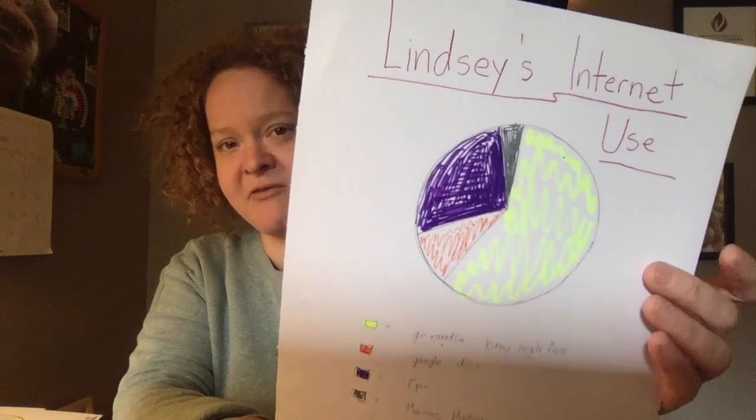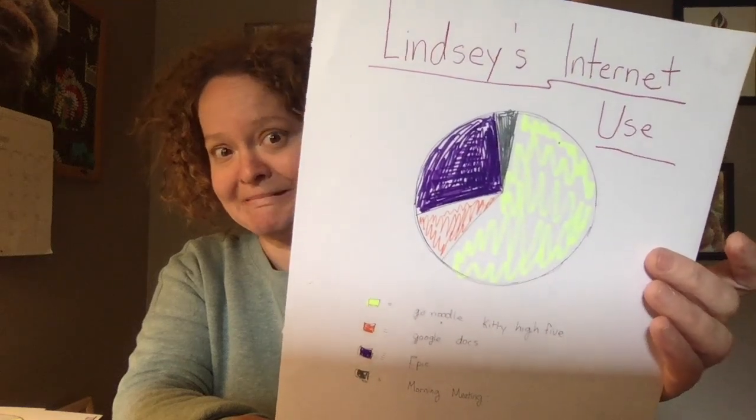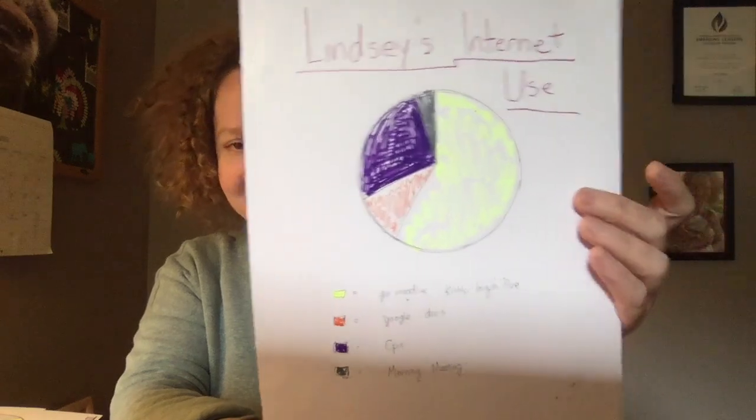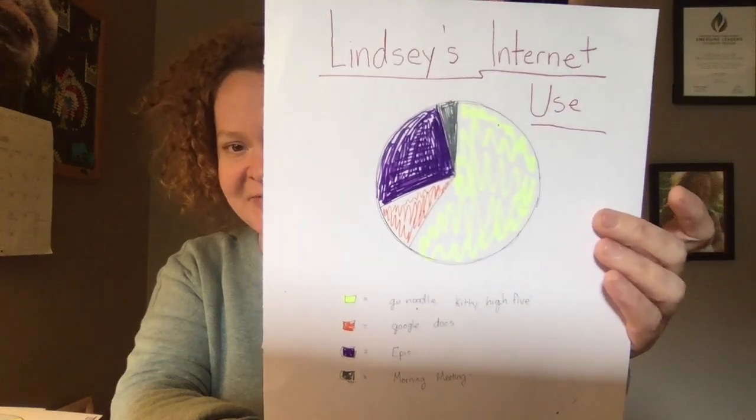So this graph might let me know Lindsay's looking at Kitty High Five too much. But also lets me know what sites you've been using. It's pretty cool. So that's one graph we've been using. But today we're going to be making bar graphs.